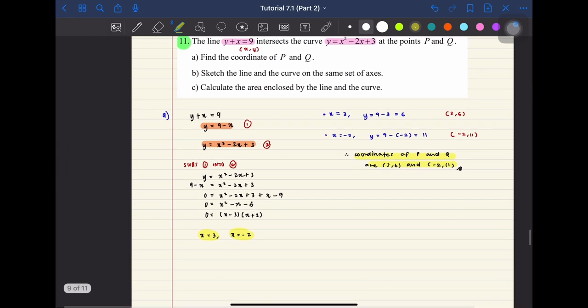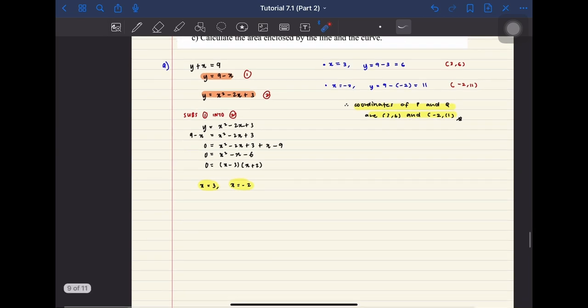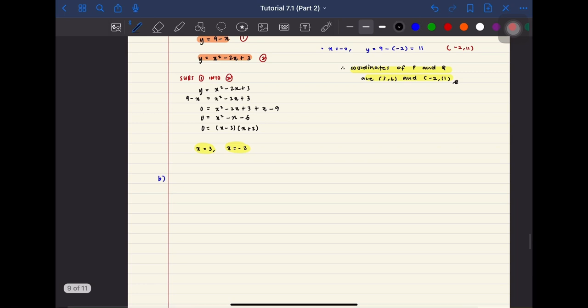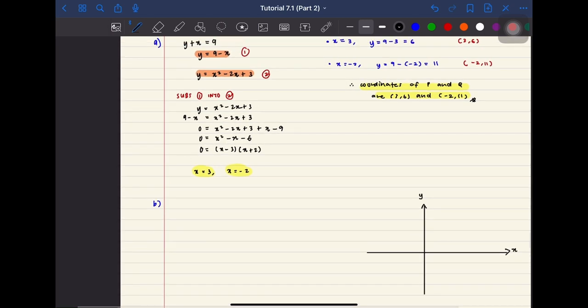Okay, now dah settle first part. Now look at the part B. Sketch the line and the curve on the same set of axes. So this suruh kita lukis guys. This suruh kita lukis graph kita. Okay, the line and the quadratic. So kita kena lukis dua-dua. Okay, so kita ada dua equation dekat situ. Saya salin balik this one.